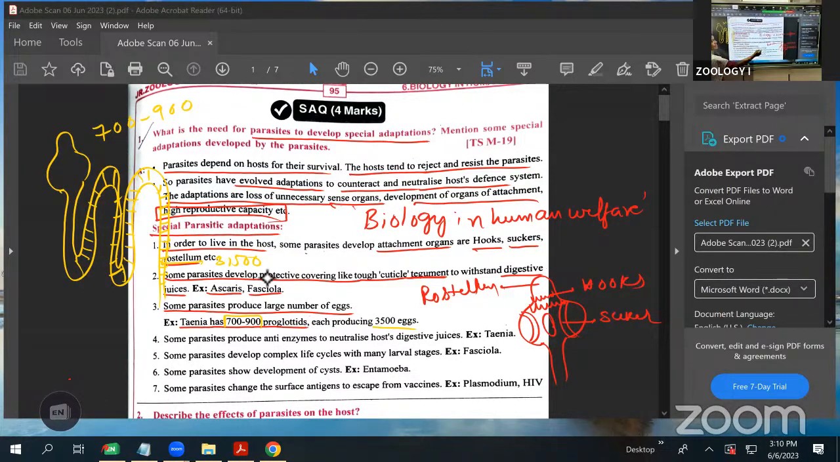Is it clear? That's why this is about Taenia solium. Ascaris, for example, lays 2 lakhs of eggs per day. Here, the parasites are producing a large number of eggs.